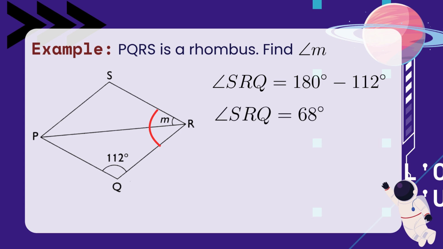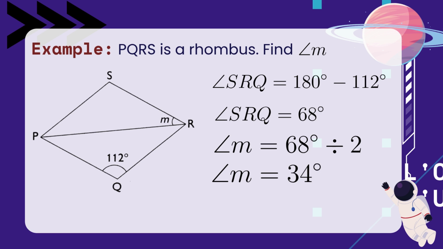Now take a look at the figure. PR is a diagonal, and in a rhombus, the diagonals bisect the angles. That means angle SRQ is divided into two equal parts. So to find the value of angle M, we divide 68 degrees by 2. And that gives us the final answer, 34 degrees.